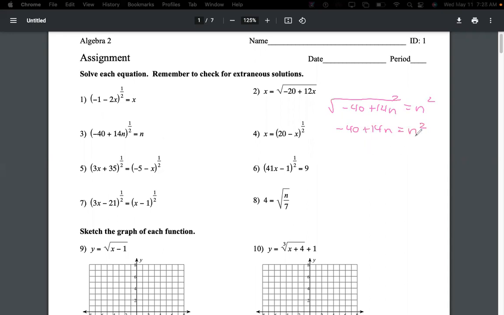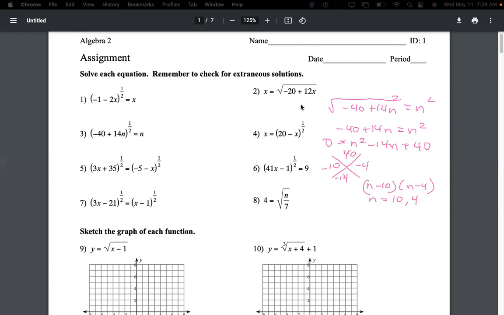I'm going to move everything to one side. So that means I'm going to subtract and add and move everything to the other side. So that'll give me n squared minus 14n plus 40. And now I'm going to factor. So a times c is going to give us 40. B is negative 14. What two numbers will make that happen? Negative 10 and negative 4. So that'll give us n minus 10, n minus 4. So n would equal either 10 or 4.